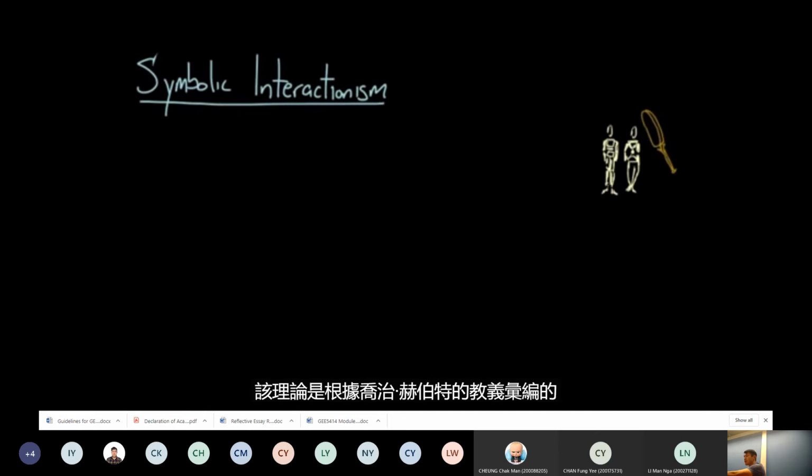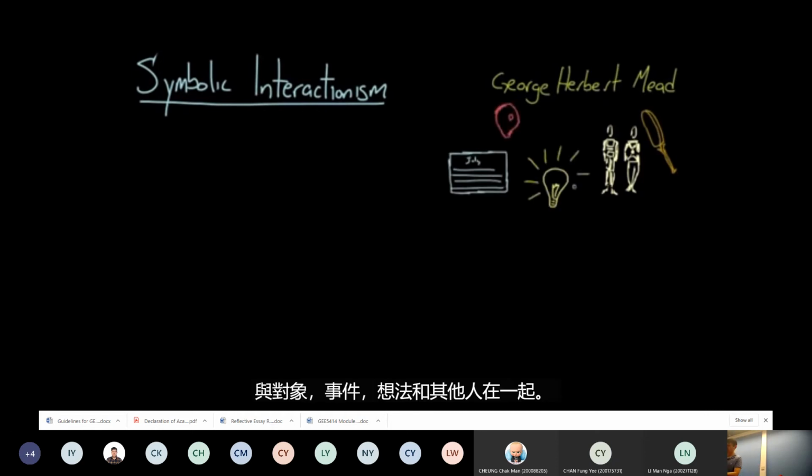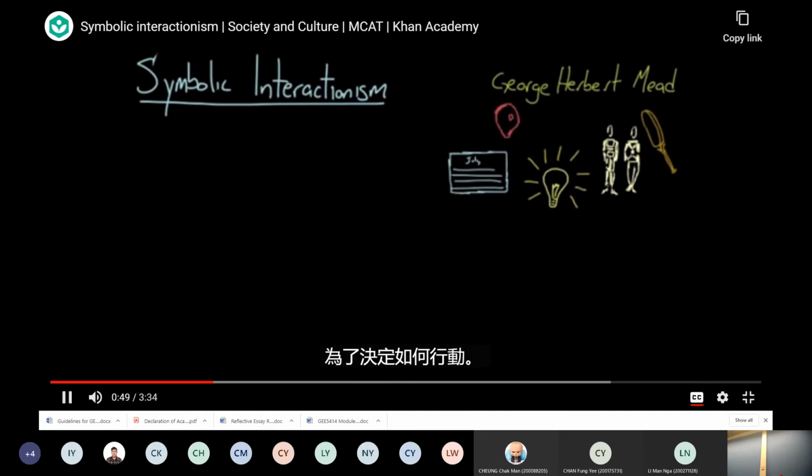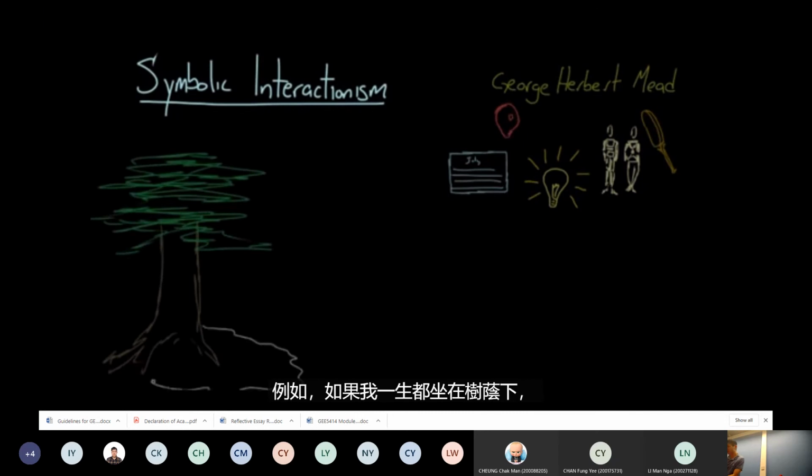The theory was compiled from the teachings of George Herbert Mead in the early 20th century. He believed that the development of the individual was a social process, as were the meanings individuals assigned to things. People change based on their interactions with objects, events, ideas, and other people, and they assign meaning to things in order to decide how to act. For example, if I had sat under the shade of trees all my life, and I was on a long walk today and spotted a big tree, I might want to sit under it. The tree means shade on a hot day to me.